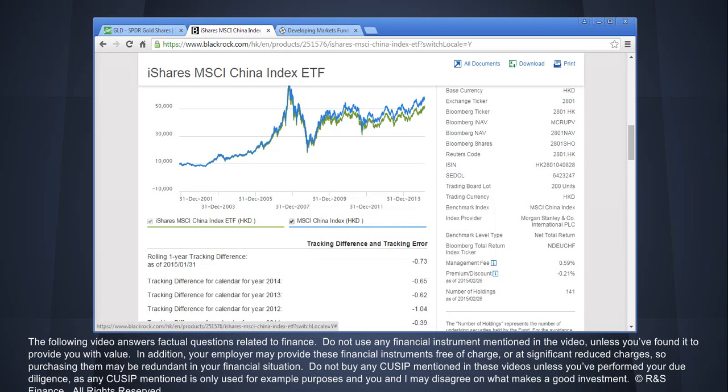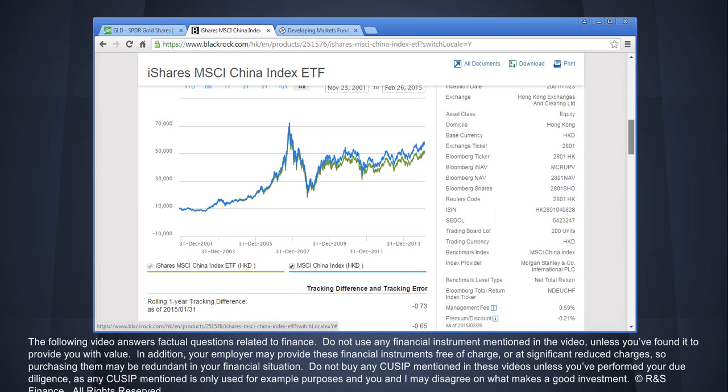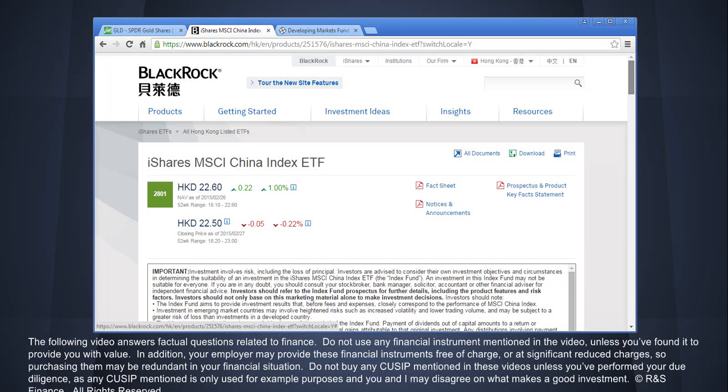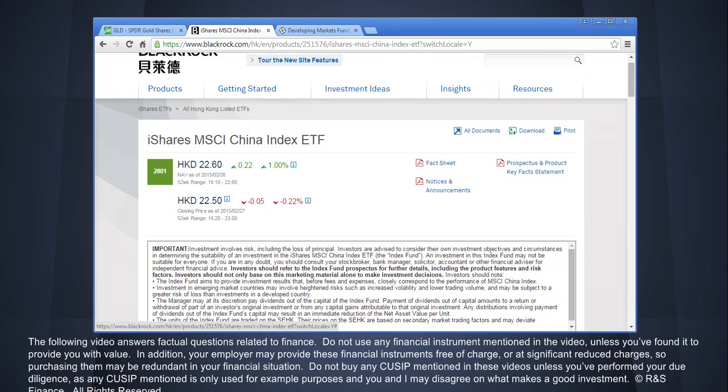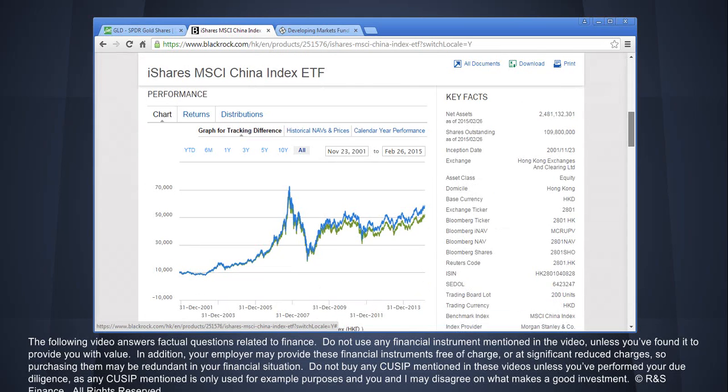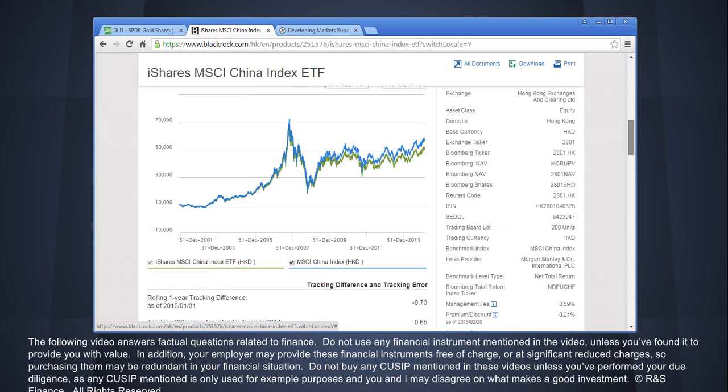You also see a premium discount, and you can look at that and look at the prospectus. You can see here you have the NAV and then you have the closing price, and these are not always the same, right? And so you might be able to get a discount between those, right? Okay, and this is an example of a non-US fund.